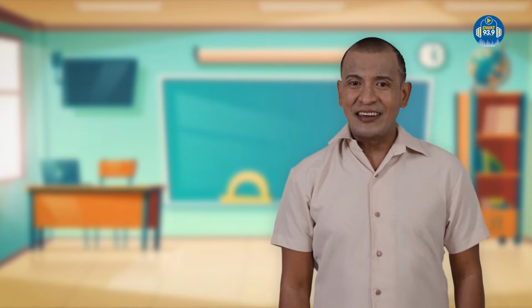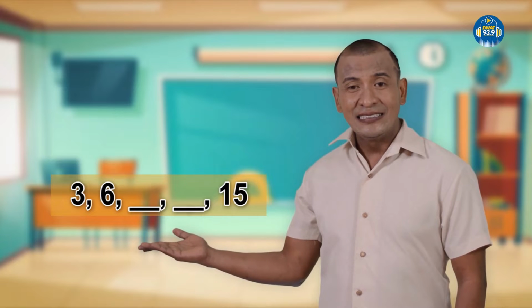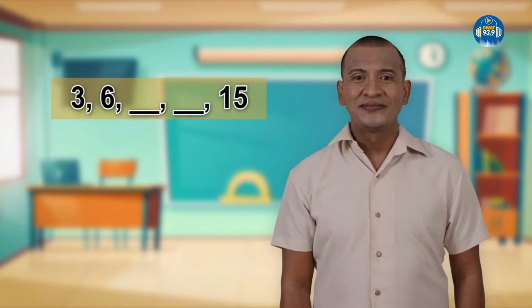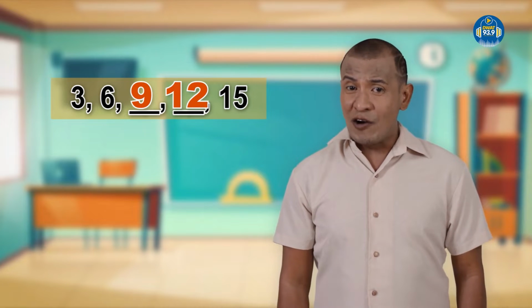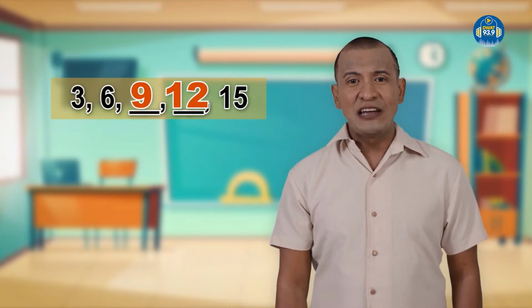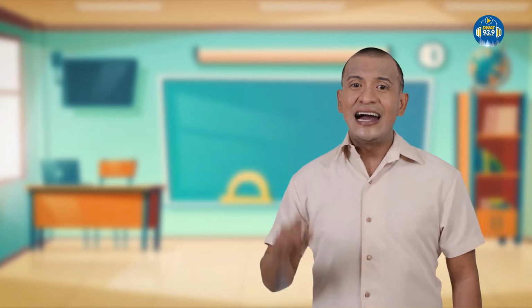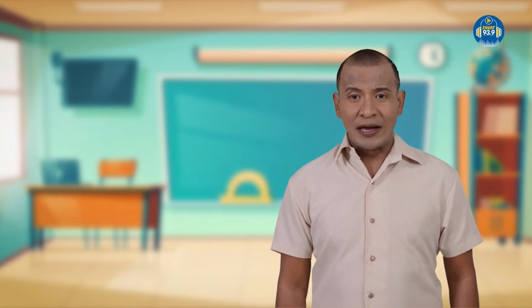Let's have the last item. What numbers must be placed on the blanks for the arithmetic sequence 3, 6, blank, blank, and 15? What is your answer? If your answers are 9 and 12 respectively, then you are correct because the arithmetic sequence has a common difference of 3. The last activity allows you to find the missing term or terms in an arithmetic sequence.